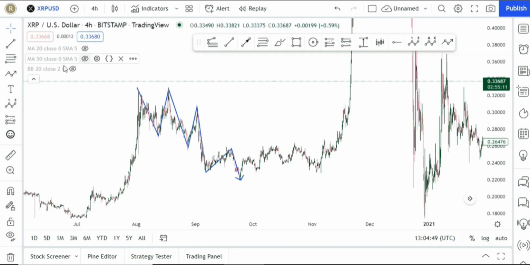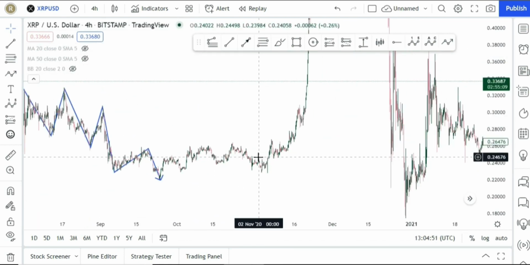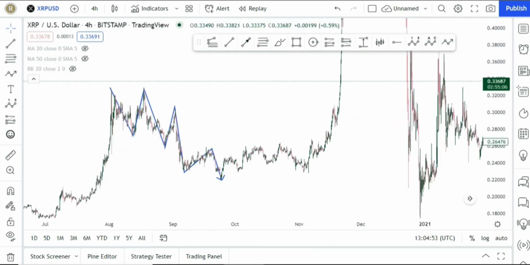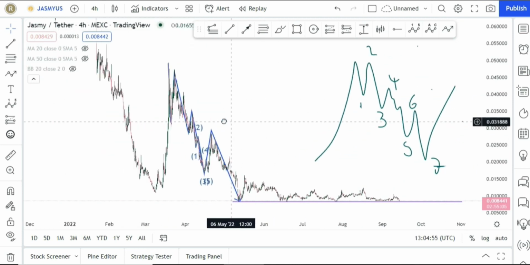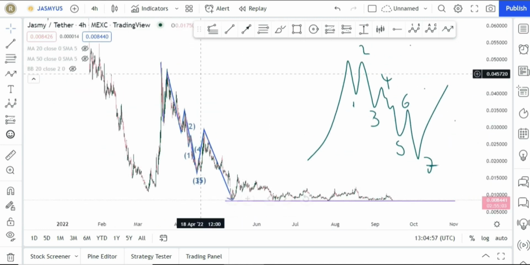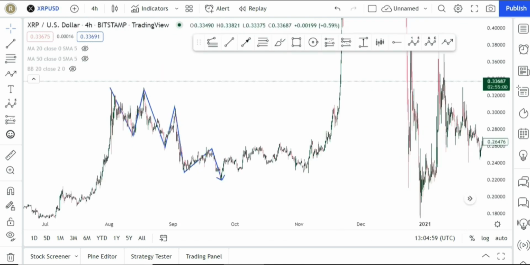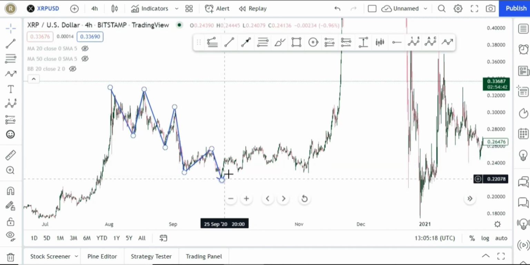This particular structure on the XRP price chart here, the Wyckoff accumulation, is probably the same thing that we have on the Jasmy price chart. We also have this Wyckoff accumulation happening right here. So as I mentioned at the beginning of the video, you can have different things happening after the 7th wave, but it doesn't change the fact that the bottom would have already been in right here, right?